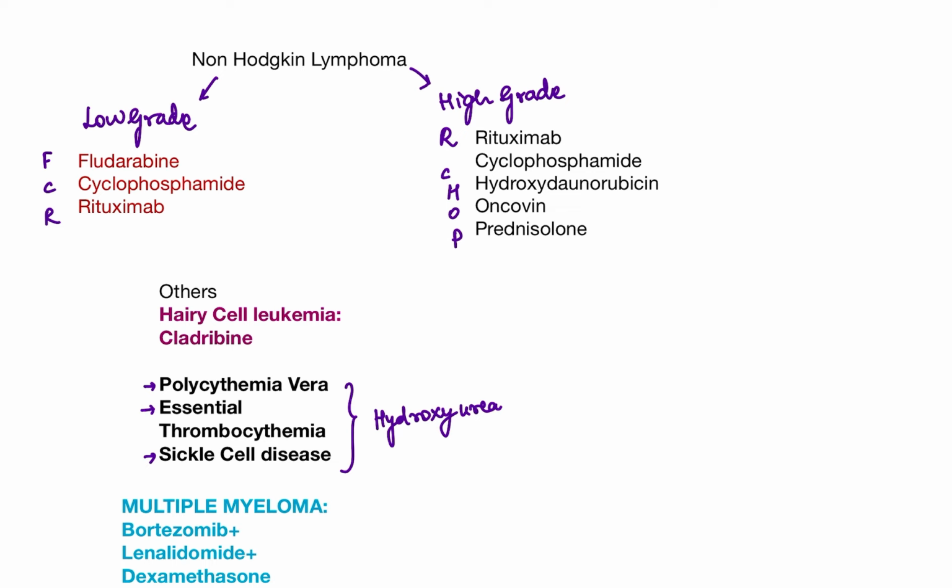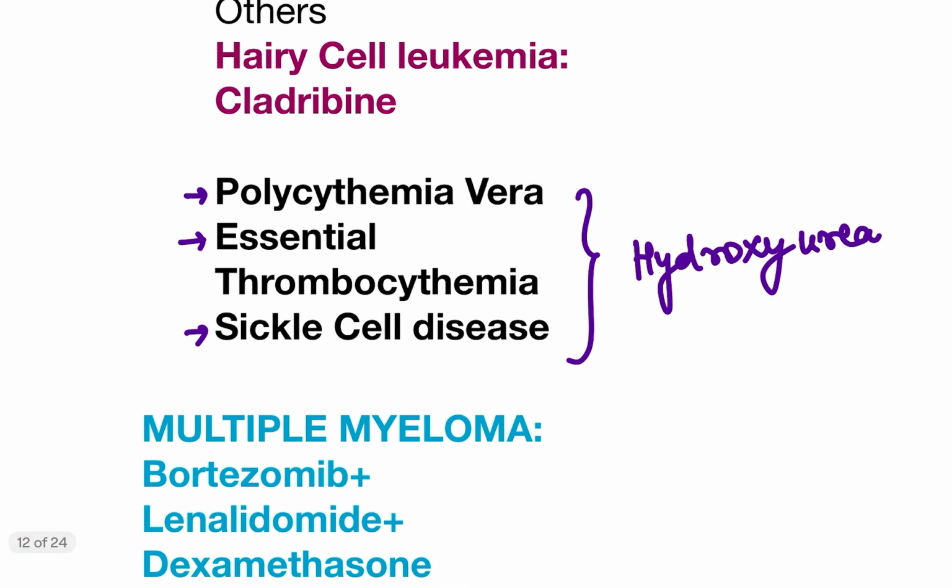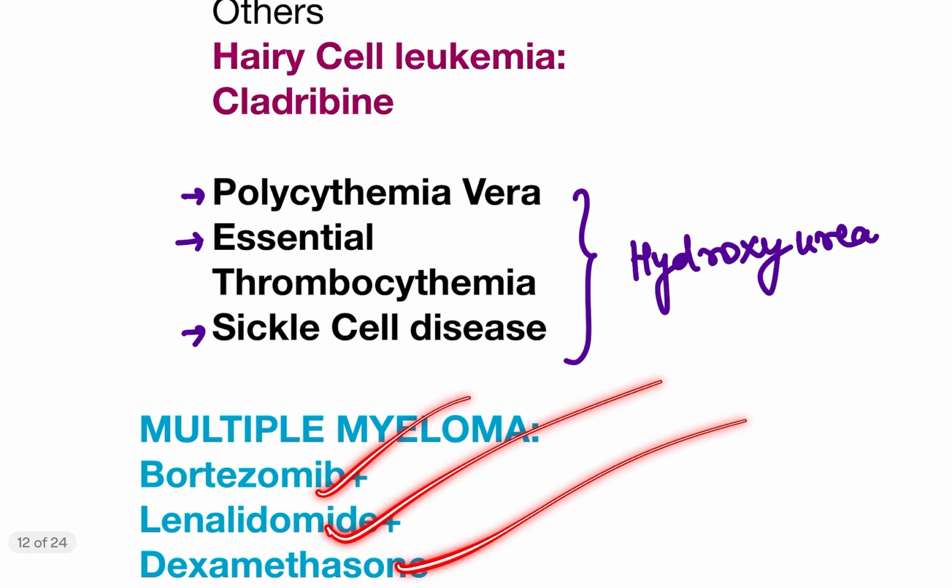For the other tumors, for example, hairy cell leukemia, cladribine. For polycythemia vera, essential thrombocythemia, sickle cell disease, you have to give hydroxyurea. We all know hydroxyurea is used in sickle cell disease, but hydroxyurea is also used in polycythemia vera and essential thrombocythemia. For multiple myeloma, the famous bortezomib, lenalidomide, and dexamethasone.